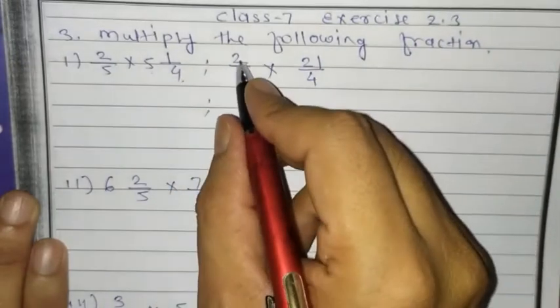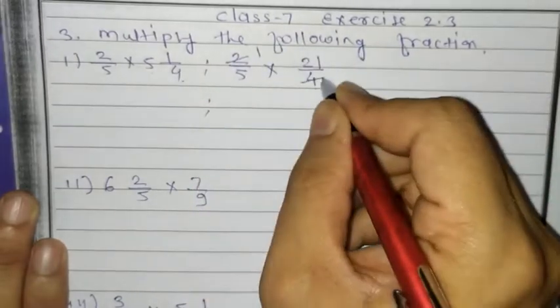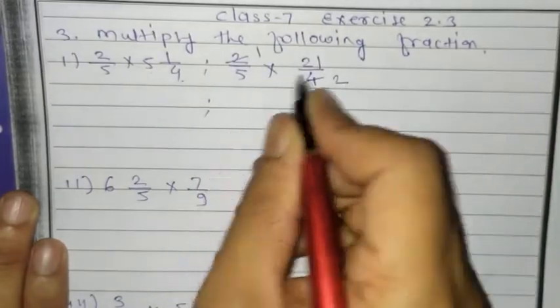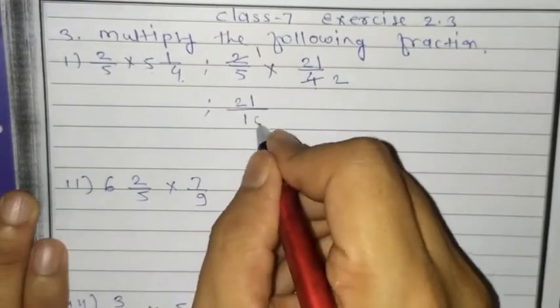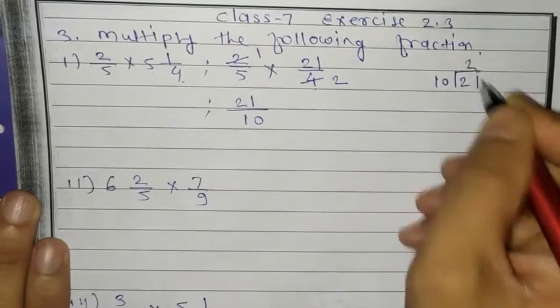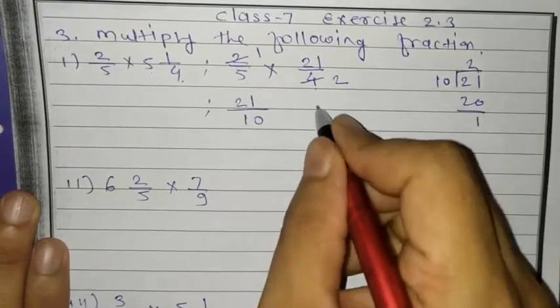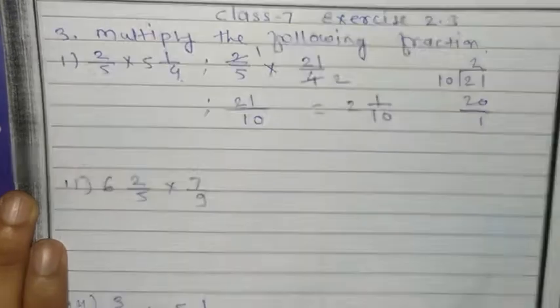Here you observe 2 and 4 both are divisible by 2. So 2 ones are 2, 2 twos are 4. So it means 21 into 1 is 21, 5 into 2 is 10. So here it means 21 divided by 10. The remainder will be 1. So your answer is nothing but 2 1 upon 10. This is the answer of this question.